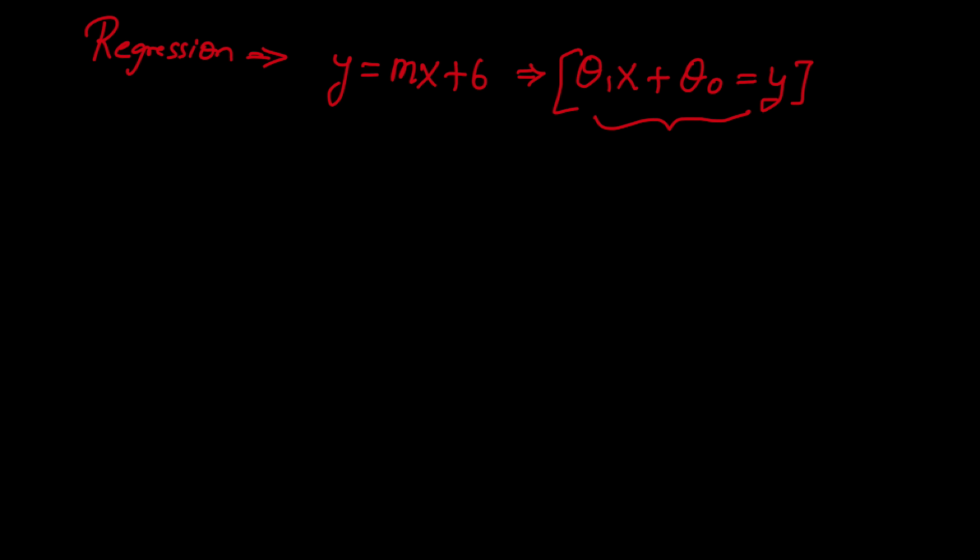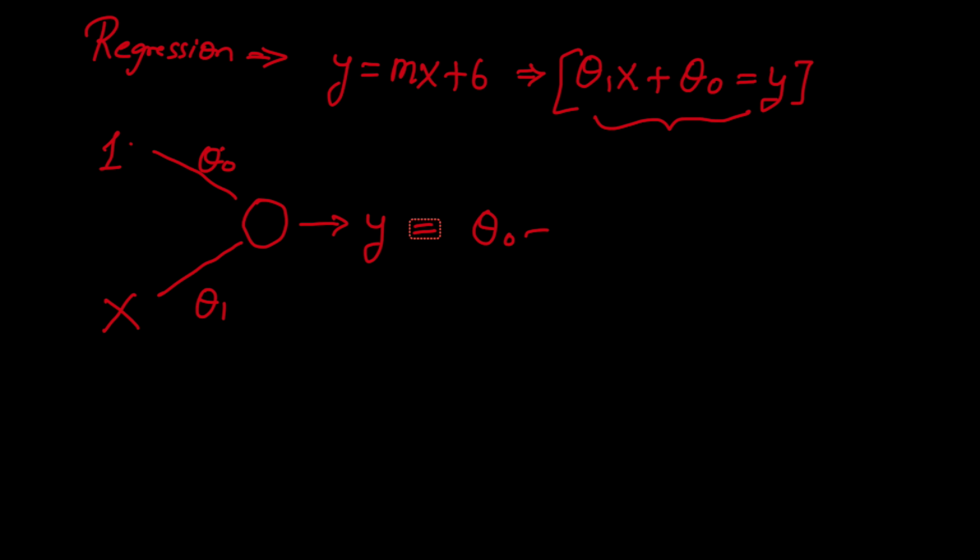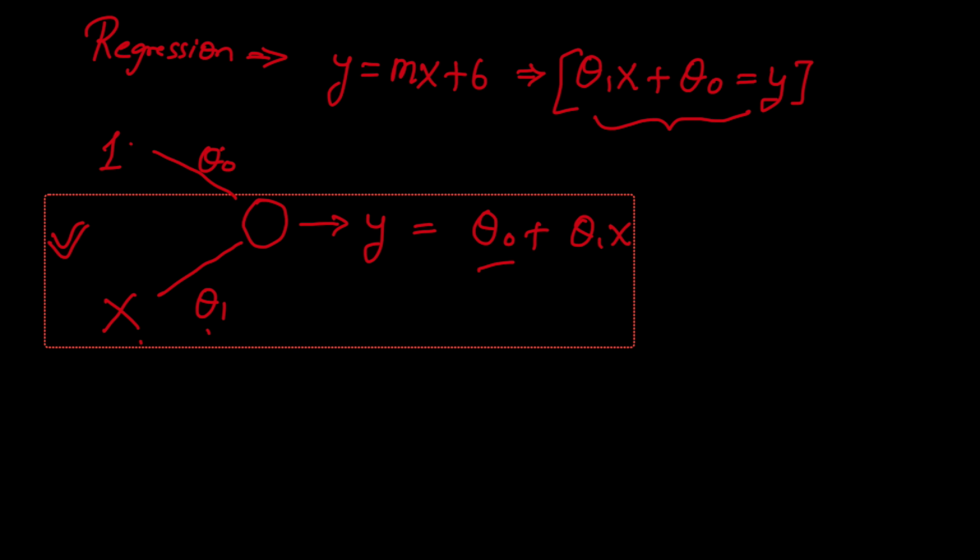It's quite simple. We have one neuron, and we simply give x here and this is 1, so this would be theta naught, this would be theta 1, and this would be y. If you remember the previous tutorial, it is theta naught times 1, that is theta naught, plus theta 1 times x, that is theta 1 x. So this neural network itself would do the job of linear regression. Now the question is, how do we update these weights?